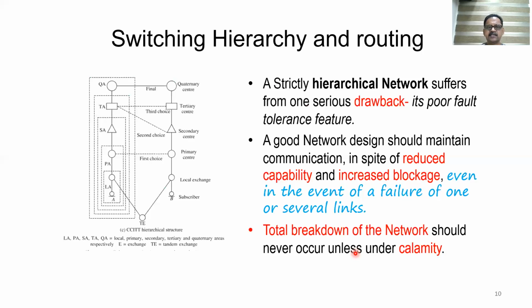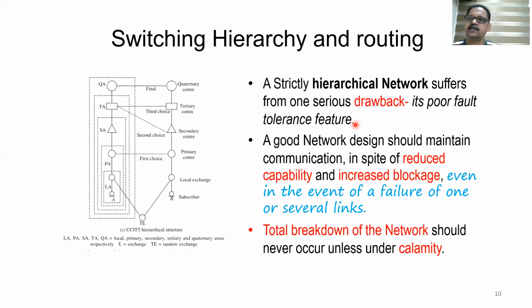Then further we will discuss some additional features, or merits and demerits, of hierarchical networking. So this is the hierarchical networking which we have already discussed. Now we will see the other aspects of this hierarchical networking. A strictly hierarchical network suffers from one serious drawback. What is that? It's poor fault tolerance.